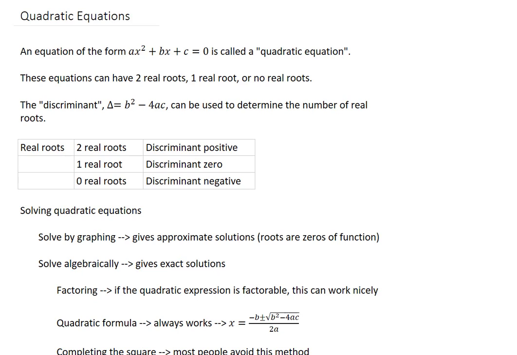Such an equation can have 2 solutions, 1 solution, or no solutions. We call these things roots. And we say that the roots are real roots if they're real numbers. The discriminant can be used, again, to determine the number of real roots.